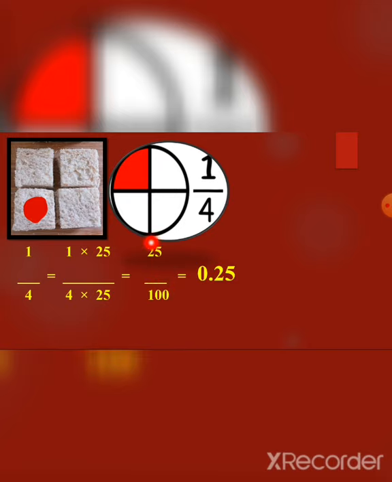Now we can make this fraction into decimal form. Yes, because the denominator is 100. What decimal form did we get? 0.25. Why 25 after the point? Because here 25 is there, that is why we have written 0.25.